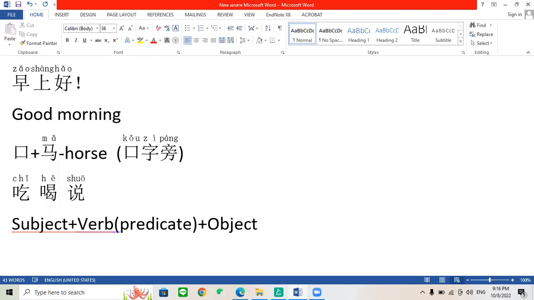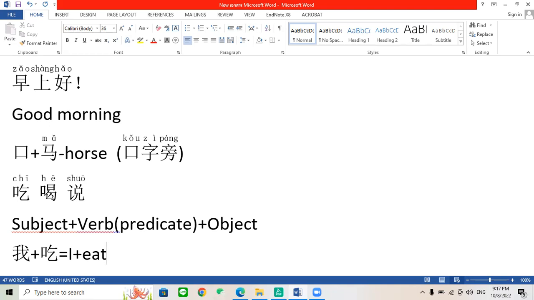Okay, let me give you one example. 我吃饭。我吃. Okay, we've learned 吃 means eat, right? 我 means I. So this one is very simple. It means I eat. I eat something, right? So this is like an SV. It's very simple, but usually we will place the object after the verb.